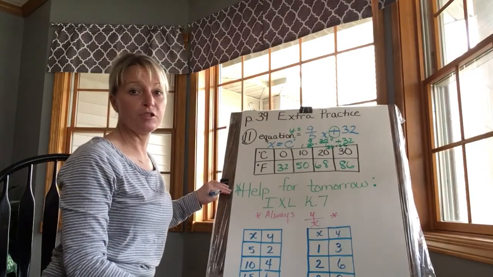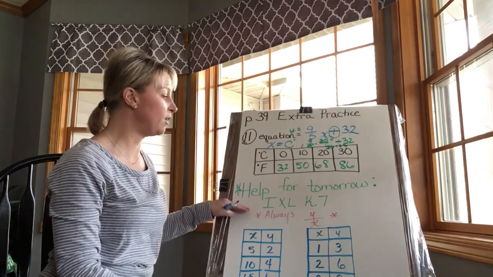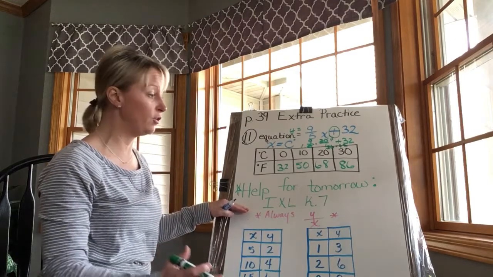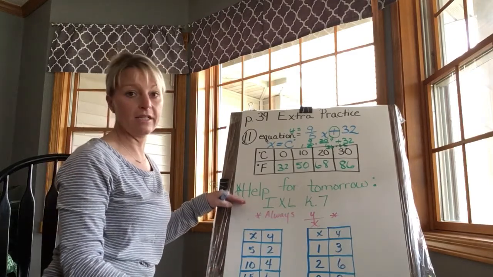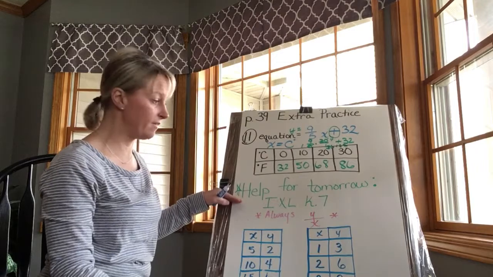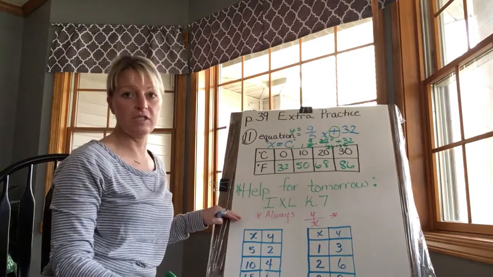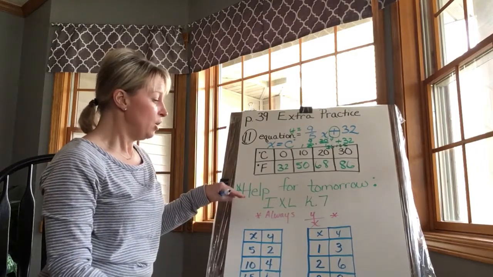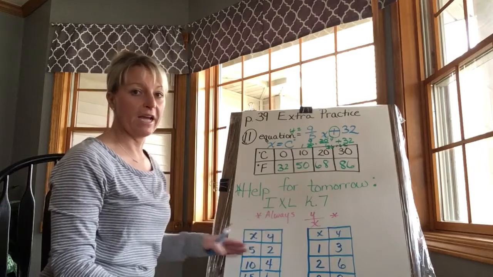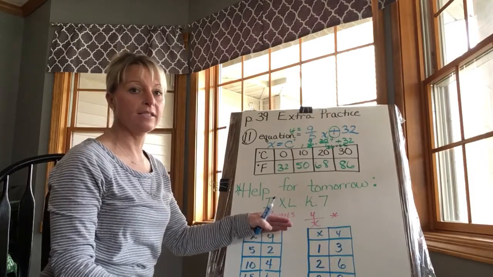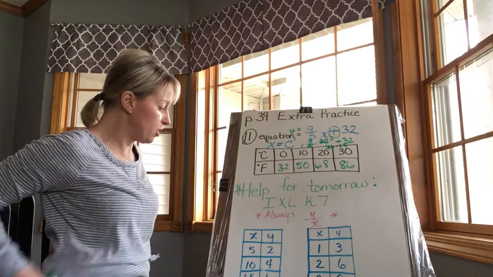I'm going to help you out for tomorrow. Tomorrow you're going to do an IXL, your choice. You can do IXL or you can do the book pages. But what it's going to look like on the IXL is you're going to do K7, and you're going to work for 15 to 20 minutes. And you're going to compare the two charts. They're going to ask you which one is a proportional relationship.